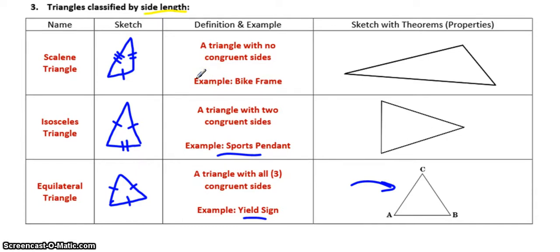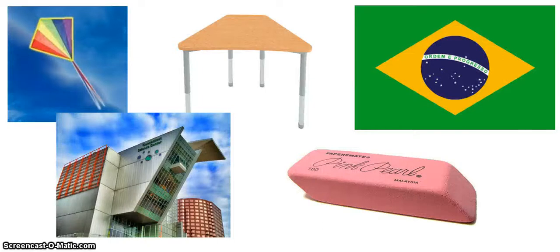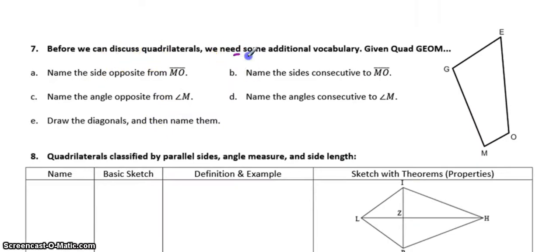Next, let's talk about quadrilaterals. Now, quadrilaterals are any sort of four-sided closed figure or polygon, such as a lot of these figures right here. We'll come back to these in a second for some examples, but just like before, we're going to need some additional vocabulary before we start. I bet you can answer A, B, C, D, and E for question 7 right here. Go ahead and pause the video and try to answer A through E on question 7. Pause the video now. Make sure you actually tried this.